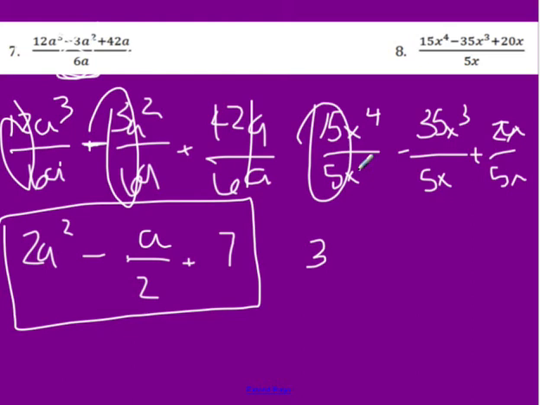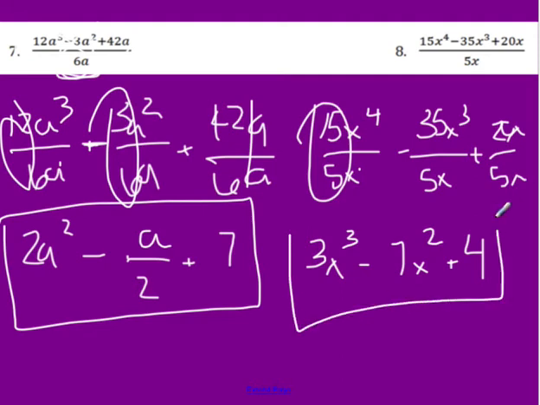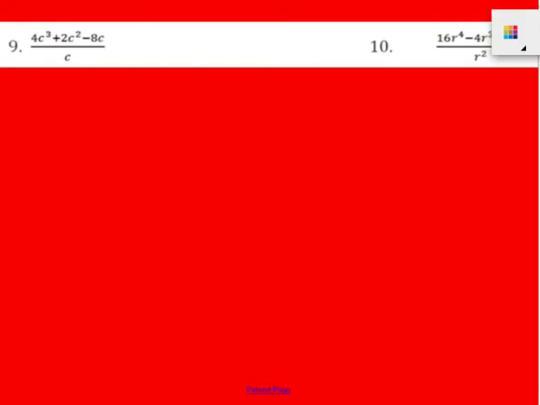My larger amount of exponents is on top, so then x to the 3rd is going to go on top. Negative 35 divided by 5 is 7. X cubed divided by x to the 1st is x squared. And then I have 20 divided by 5, and that's going to give me 4, and x over x cancels. So that right there is our final answer for number 8. Now let's take a look at number 9.